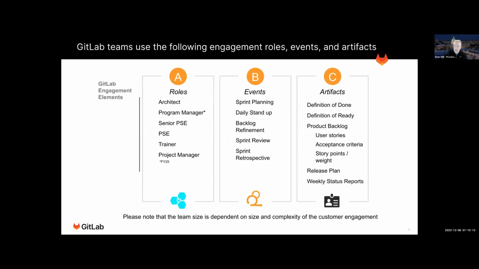You have a set of events that people usually go through in an agile planning process. You do sprint planning, you have daily stand-ups. Some teams do bi-weekly, some teams do weekly. It really depends on the cadence that you agree to. You go through some kind of refinement process where you look at all the issues in your backlog to determine if those issues are actually actionable and have enough information. You go through a sprint review.